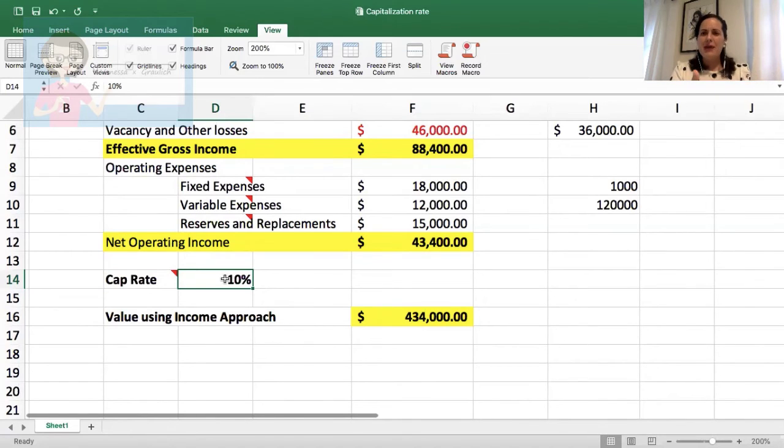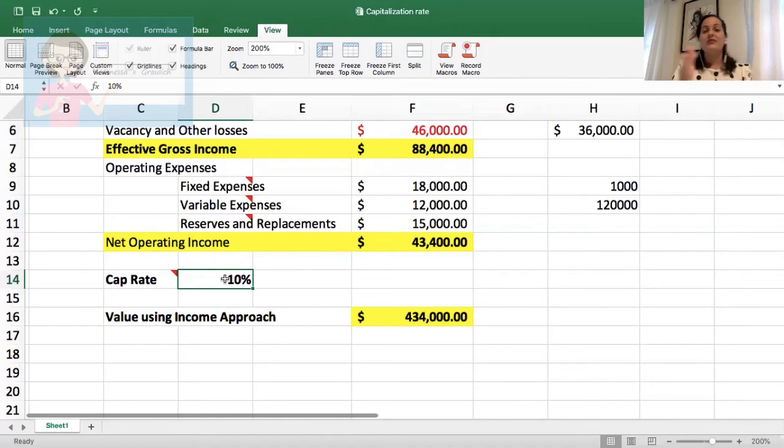By the way, this cap rate can be objective, but as you can see, it's also subjective. What does that mean? The cap rate can change. So you should always choose a range of cap rates, maybe between 8 to 12%, and do your calculations with different rates, because that will basically give the investor different scenarios.